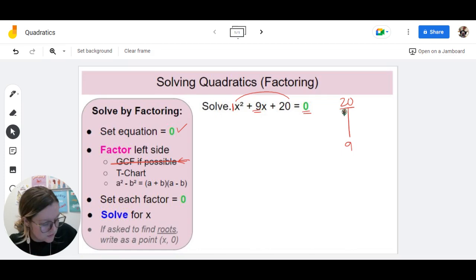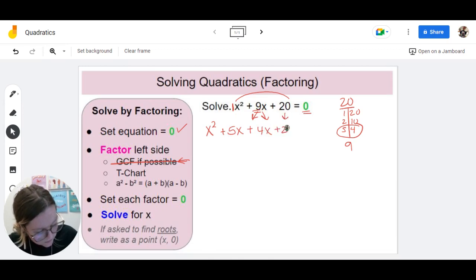So I'm going to do my factors of 20. 1 times 20, 2 times 10, and 5 times 4. Well, 5 times 4 gives me 20, and they add to 9, so I'm going to choose those. Next step is I'm going to rewrite this quadratic, bring down the x squared, and I'm going to break up this middle term into plus 5x. Don't forget the x, plus 4x, and then drop down this plus 20, and then you can just set it equal to 0.